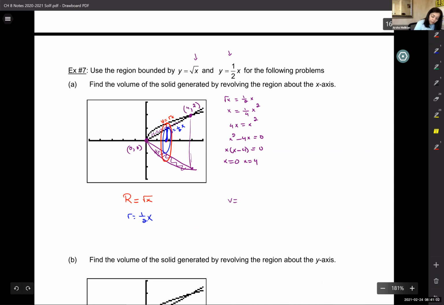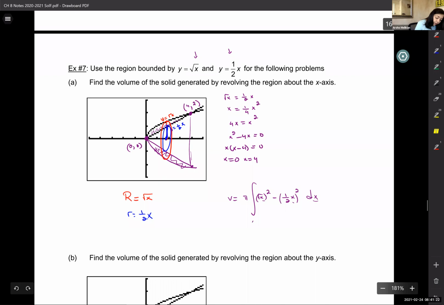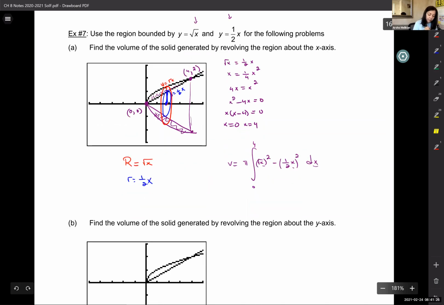So my volume then is pi, big R squared minus little r squared, dx, right? And because everything is x, x, x, I take my x values of the intersection and I go from 0 to 4. Okay? Integrating, this gives me 8 pi over 3.